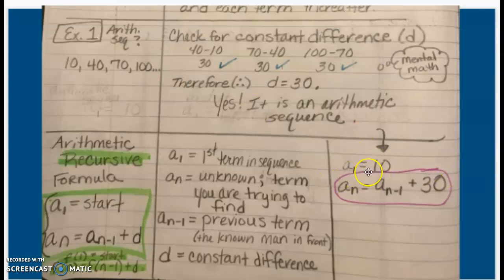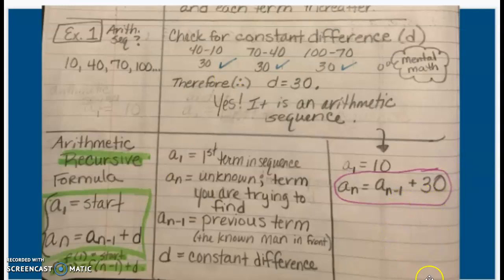So let's go back up to example number 1 here with this sequence. A sub 1, the first term, is 10. Then we talked about what the common difference was, d, 30. So when we plug this into the formula, it becomes a sub 1 is 10, a sub n is a sub n minus 1 plus 30. Now mathematically speaking, you can say that real easy. The first term is 10. The unknown term is the number before the unknown term plus 30.